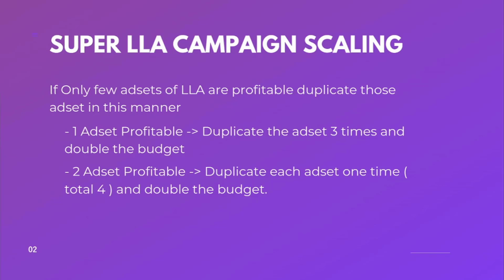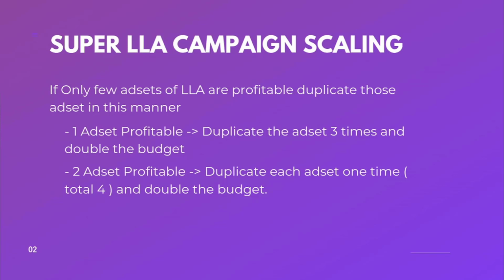So previously, what was the budget of that? Previously the budget was 400 rupees. So you will duplicate the ad set 3 times and double the budget, which is 800 rupees. Simple. If it is one profitable ad set. Now if it is two profitable ad sets, what will you do? Duplicate each ad set 1 time. So there are two profitable ad sets, so we'll duplicate it 4 times and double the budget. So from 400 to 800, that's it. So it is pretty much how the super lookalike audience should work.